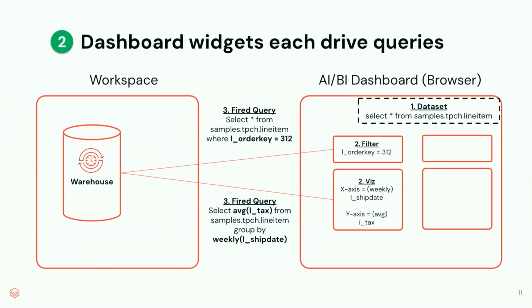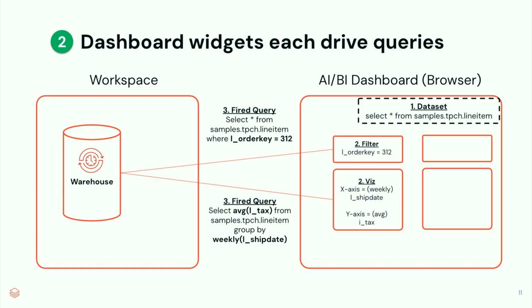So this is a sample dashboard. On the right, I've got a dashboard. It's got a base data set. So again, select from my sample data. I've got some theoretical widgets. So I've got some filters, some visualizations. And when you're thinking about a dashboard, you can think about how every widget applies a transformation to that base data set. And naively, without any optimizations, every widget will fire a query to the warehouse.